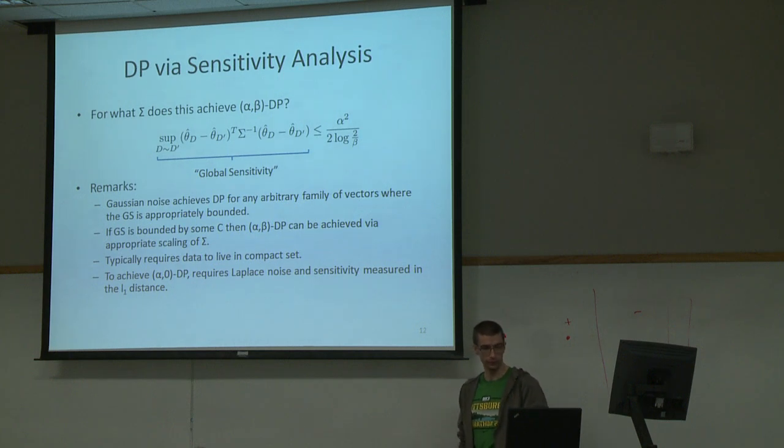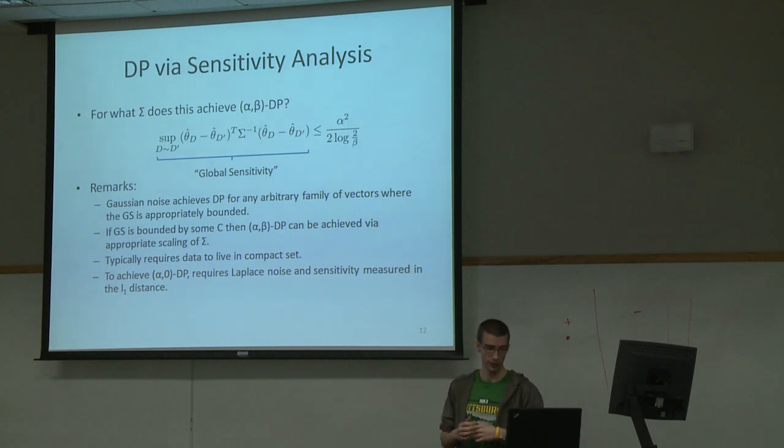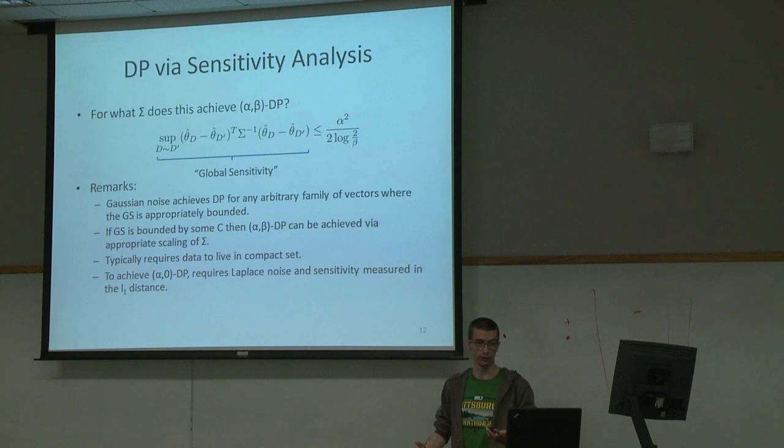So some remarks. We can achieve differential privacy not just for the example I was giving, the ordinary least squares estimation, but in principle this works for any family of estimates theta indexed by databases, wherever the global sensitivity is appropriately bounded. What's more, if it's bounded above by some constant but not the right thing on the right-hand side, it's okay, because we can just scale the covariance matrix and ensure that the bound becomes the thing we want.